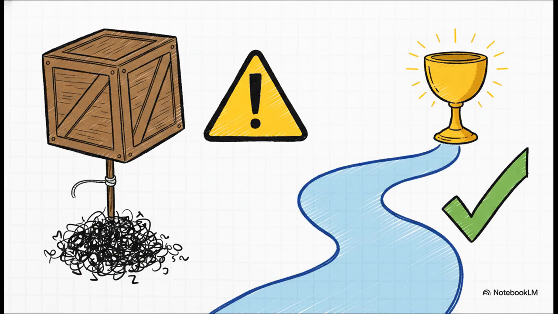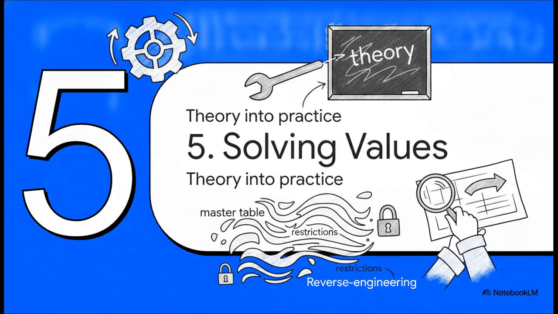Also, rule of thumb. Whenever a test question asks you to find the value of an inverse trig function and it doesn't specify a branch, you automatically always default to the principal value branch we just saw on that master table. All right, the final stretch.